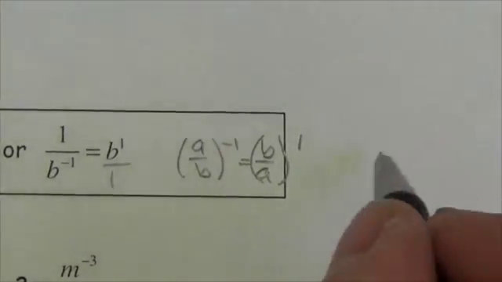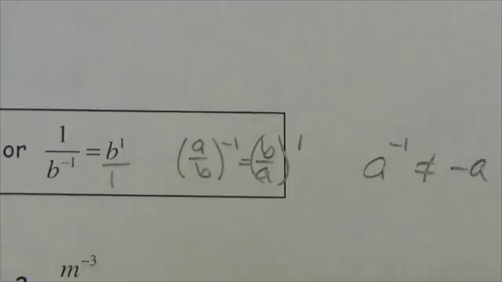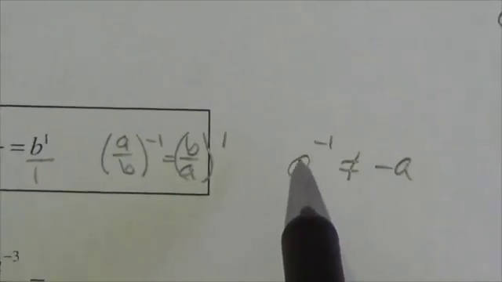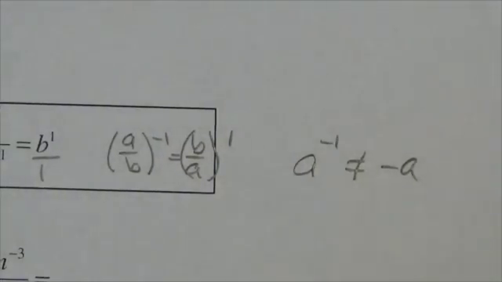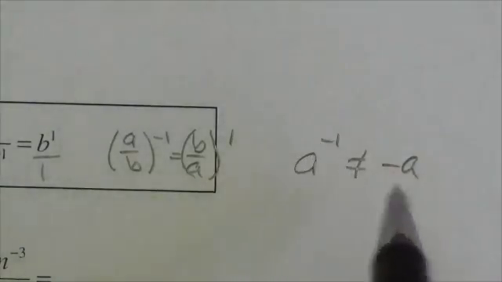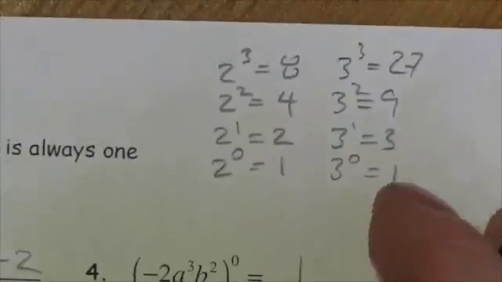a to the power of -1 is not -a. This is not a multiplied by -1. It doesn't matter how strongly you feel it should be that way. If you feel that way, I'm sorry, you're wrong. It's not. a to the -1 does not equal -a. And let's go back up here and I'll show you why.